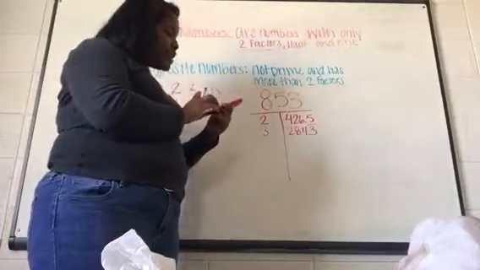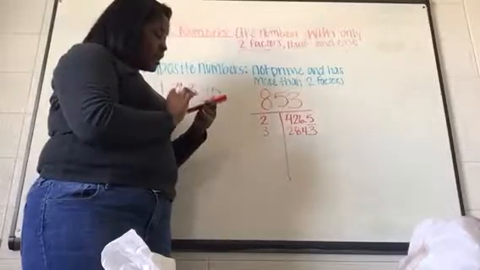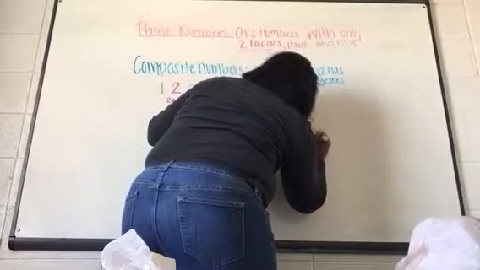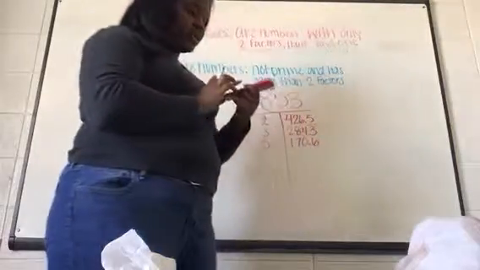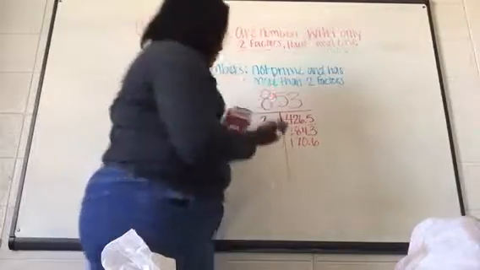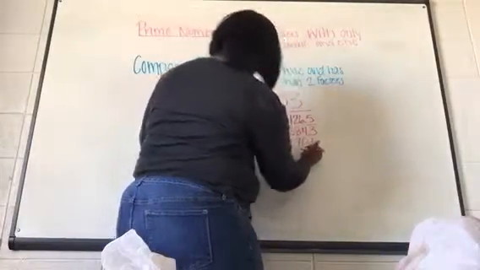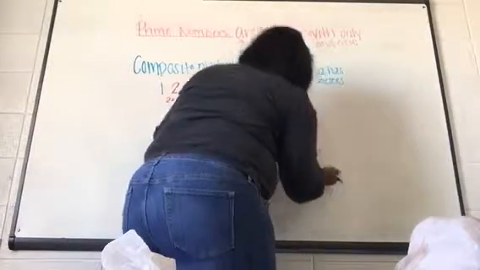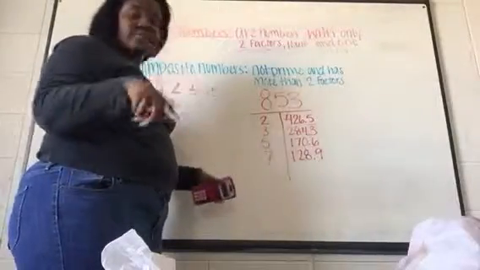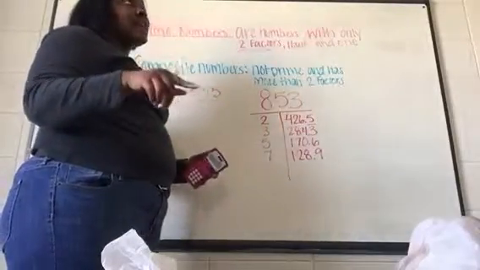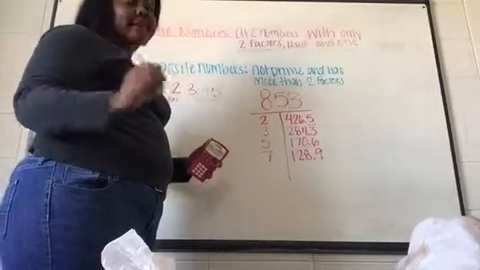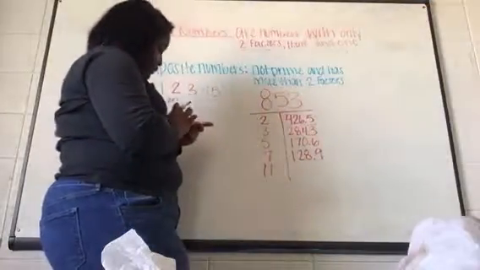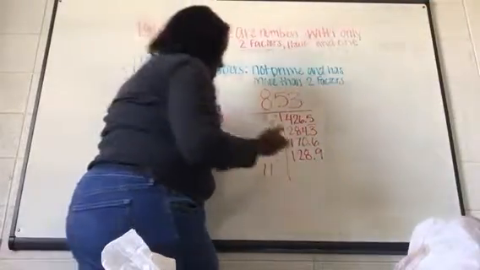So we're going to divide it by 5. And 853 divided by 5 is 170.6. And then we're going to do 853 divided by 7, and that is 128.9. And then after 7, the next one is not 9, and not 8, so the next one is 11. And 853 divided by 11 is 77.5.